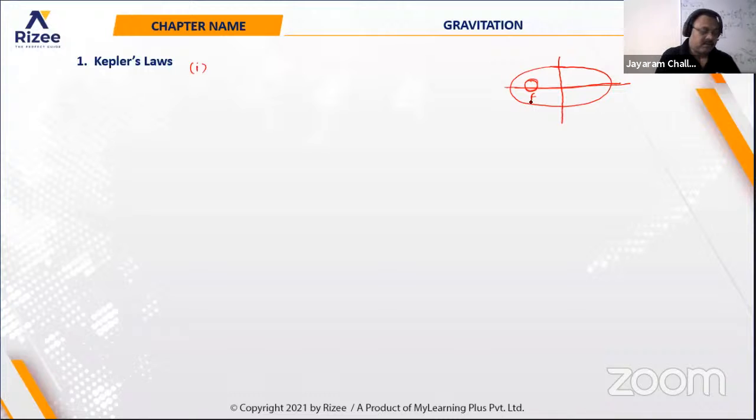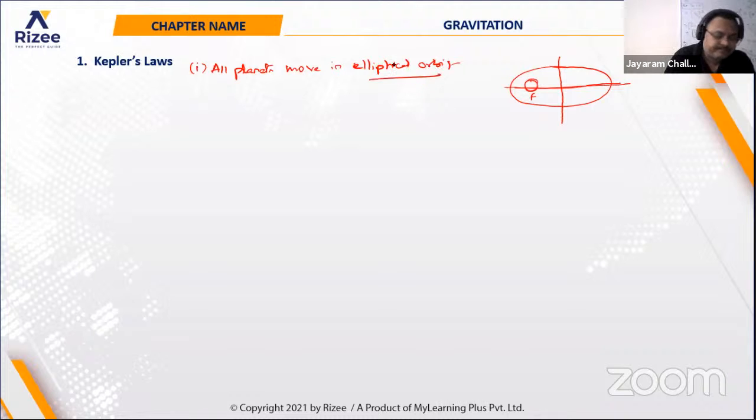This is called the law of orbits. The first law says all planets move in an elliptical orbit, with the sun at one of its foci, and this point is called one focus. It will have two foci, obviously.